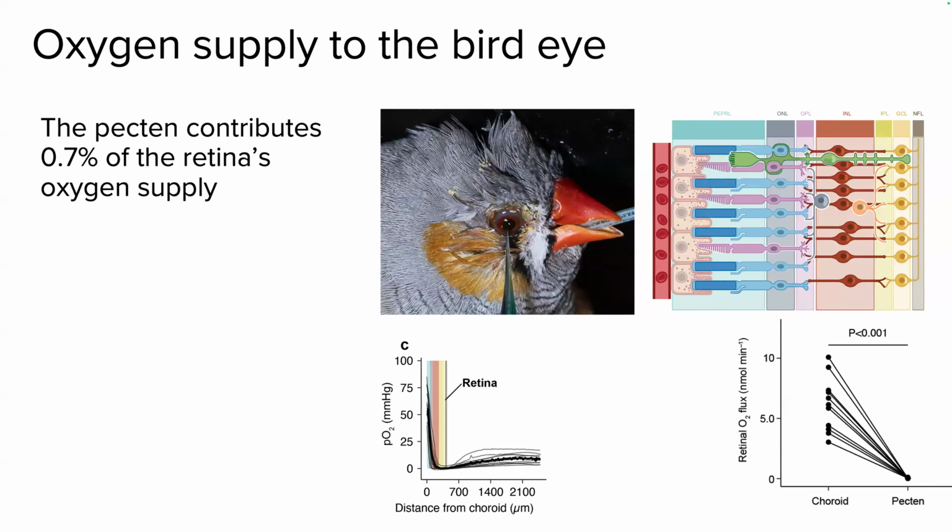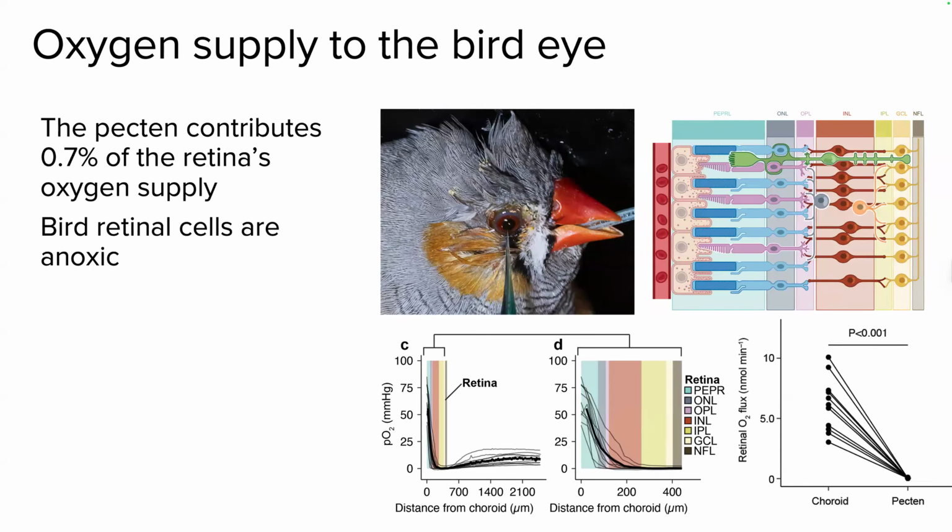We tried to then look deeper into the retina and see what the consequences are, since it's primarily the choroid that supplies oxygen to the retina. And the consequence is that half of the thickness of the retina is maintained in a state of complete anoxia. So there's no oxygen present in half of the thickness of the retina in the zebra finches under stable physiological conditions. So this shows that the bird retina maintains an anoxic phenotype that is sustainable through the entire lifespan of the bird.